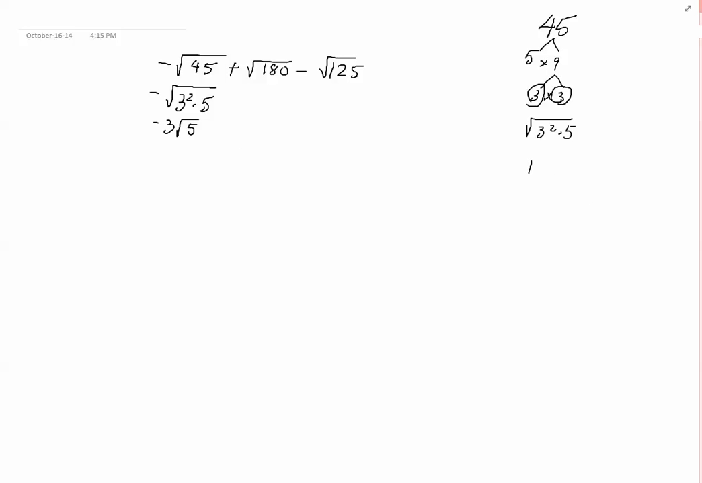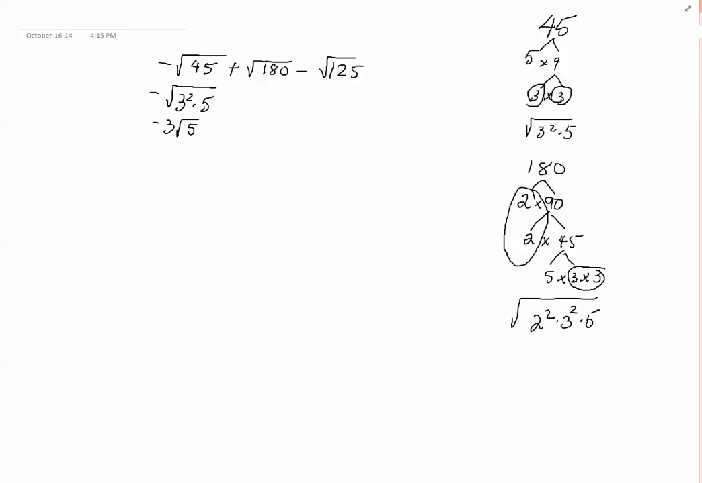If we factor now 180, again it's 2 times 90, and 90 factors into 2 times 45, and 45 we've just factored into 5 times 3 times 3. So here we have 2 2's, so we have 2 squared. We have 3 times 3, which is 3 squared times 5. And so the root of 180 becomes the square root of 2 squared times 3 squared times 5.